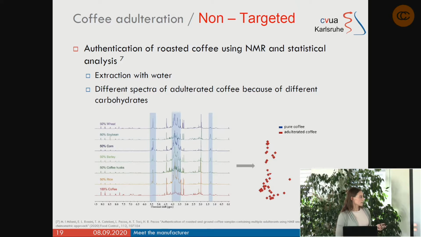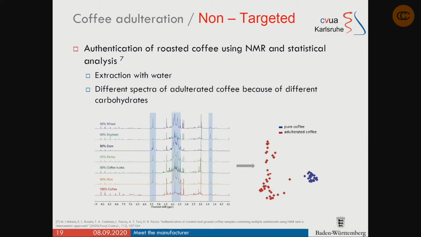The adulteration, especially the blending with non-coffee products, can also be figured out by the non-targeted analysis. In this study, pure coffee was spiked with rice, coffee husks, barley, corn, soybean, and wheat. And water-soluble substances of a pure coffee produce an NMR spectrum which was significantly different from the spiked coffee, especially in these three regions. In these regions, there are additional signals in the spiked coffee.